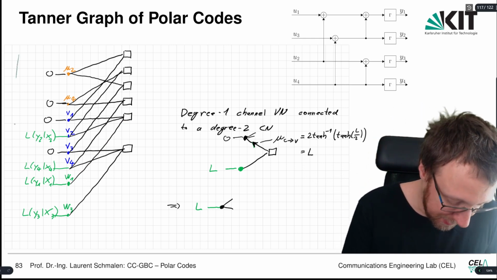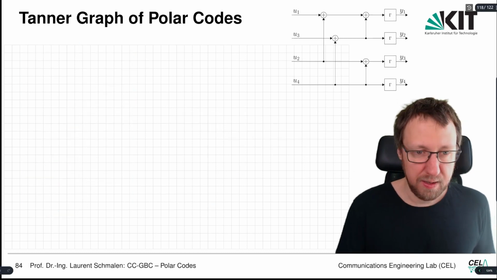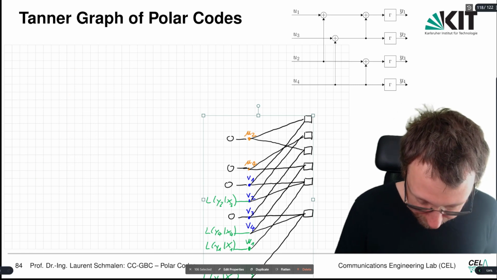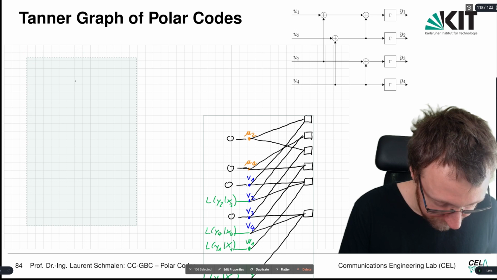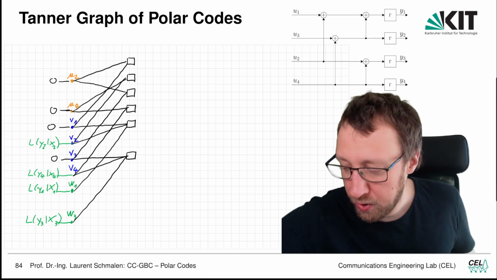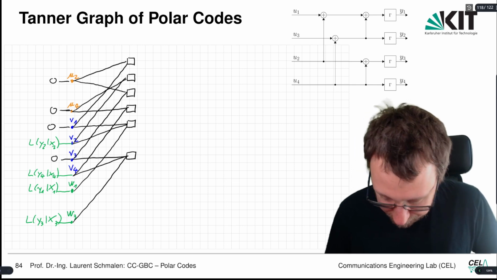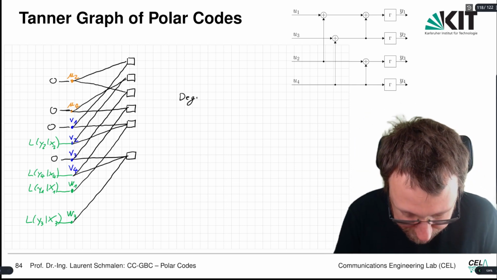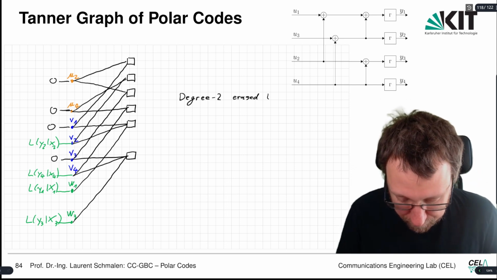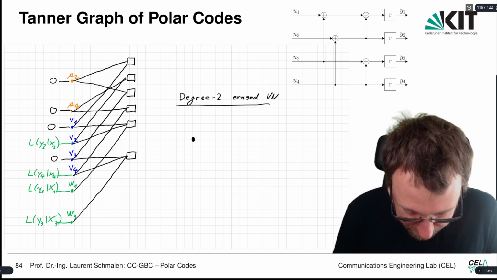So let's do the next simplification step. We go to the next slide so we can see the Tanner graph thinning out. So the next step we're going to do is a degree 2 erased variable node. That's a little bit more difficult to see. So degree 2 erased variable node looks like this.